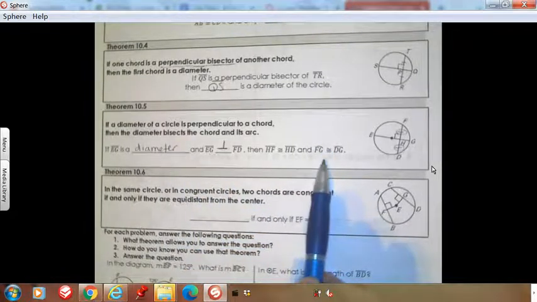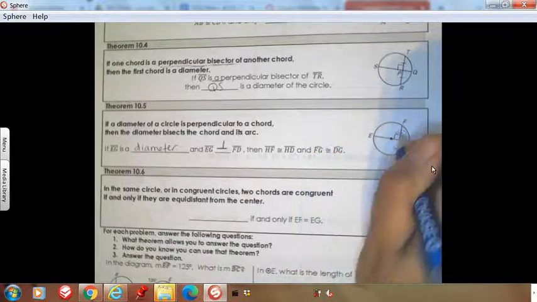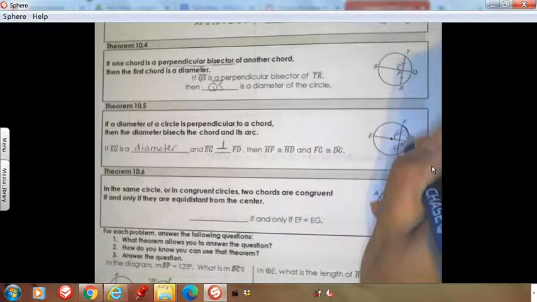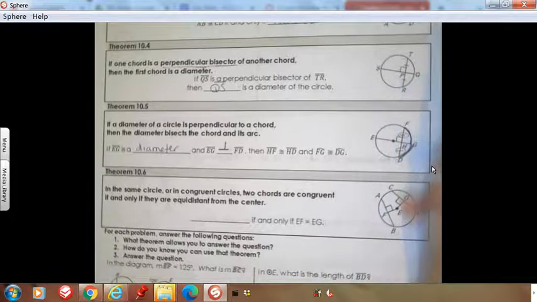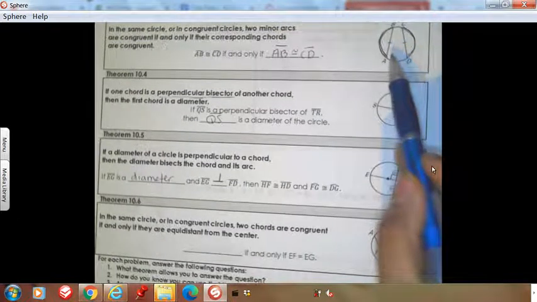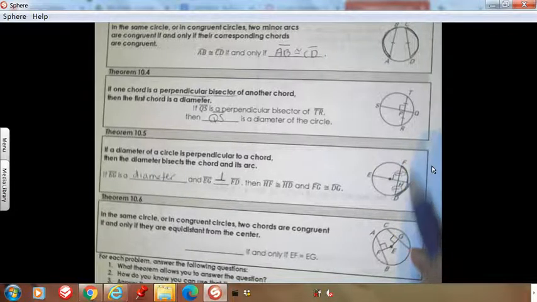It's also going on to say here that the arc FG, this arc right here, is congruent to arc DG, because it's the same kind of thing as what happens in the first theorem: the arcs and the chord that corresponds to it are congruent. So it's almost combining 10.3 and 10.4.